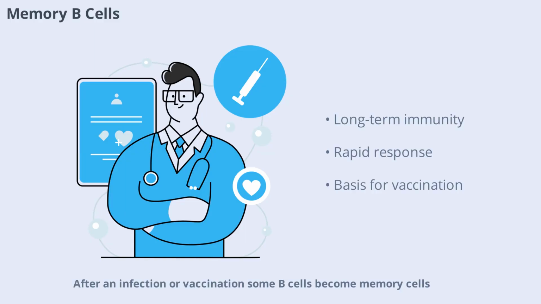After an infection or vaccination, some B cells become memory cells. These memory B cells persist in the body for years, ready to respond rapidly if the same pathogen is encountered again. This memory response is the basis for long-lasting immunity and is why vaccines are so effective at preventing disease.